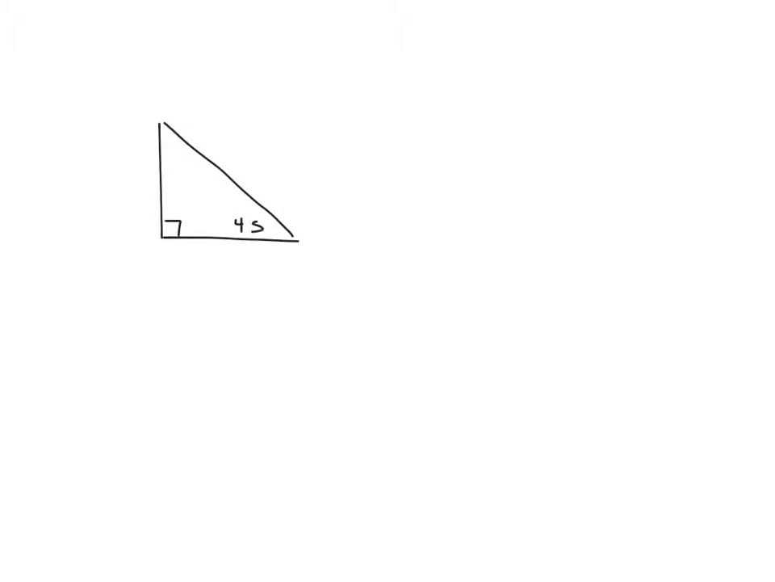But in a 45, 45, 90, if this is L, what is the other side? The other leg is L, and then what's the hypotenuse? L rad 2, okay? I promise you, this shows up. So if you forget them, write them down right now so you don't have to go digging in your old notes, okay? So that's a 45, 45, 90.